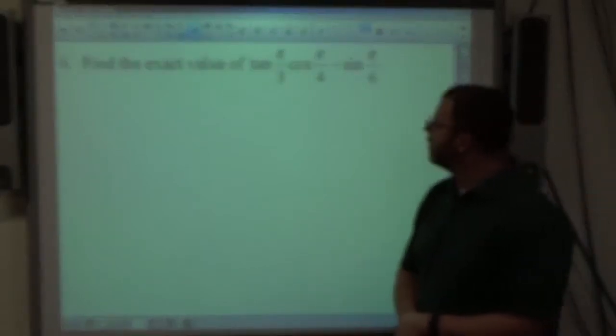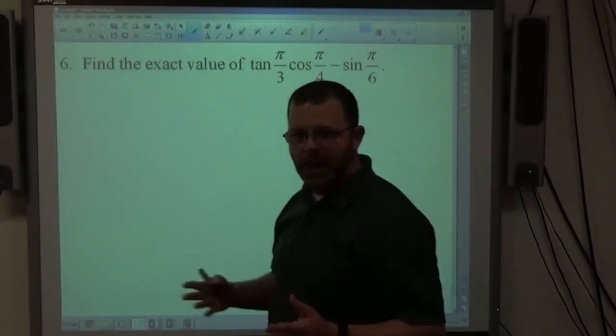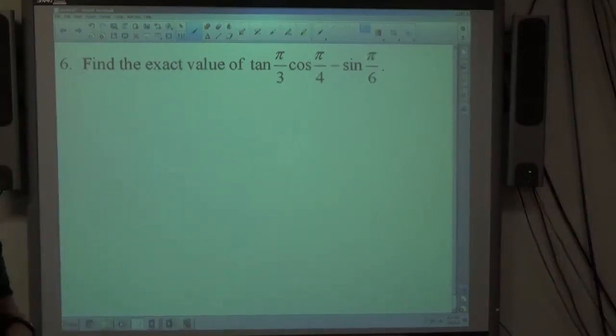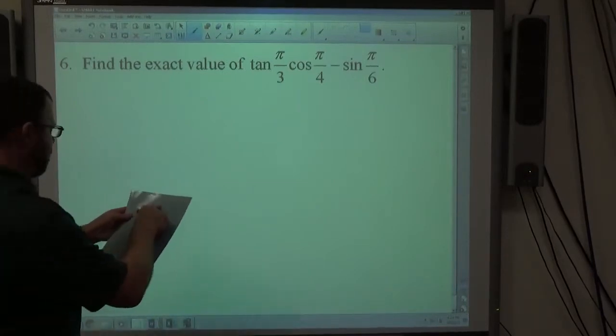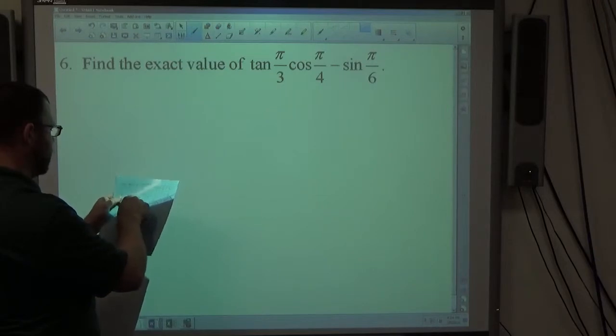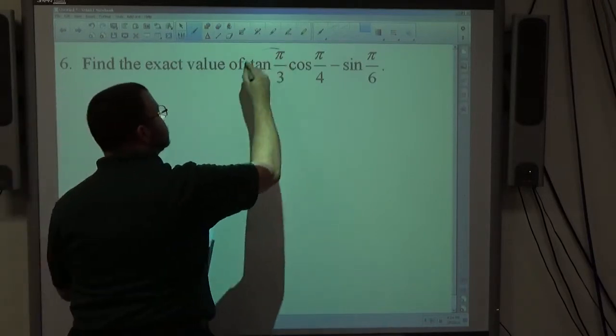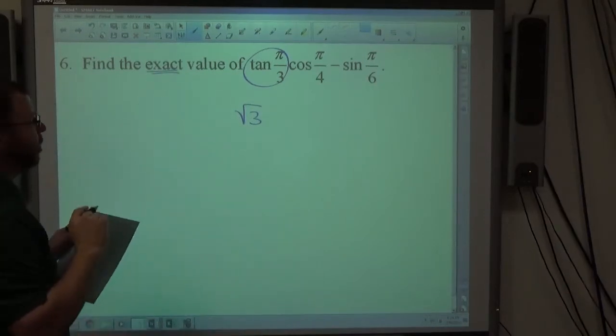Number 6, exact value of tangent of pi over 3 times cosine of pi over 4 minus sine of pi over 6. You're allowed to use your formula sheet, the blue formula sheet I had printed out for the test before. So I just look up tangent of pi over 3 on the sheet. I can see that that equals the square root of 3. It does say exact, so it means leave radicals as is.